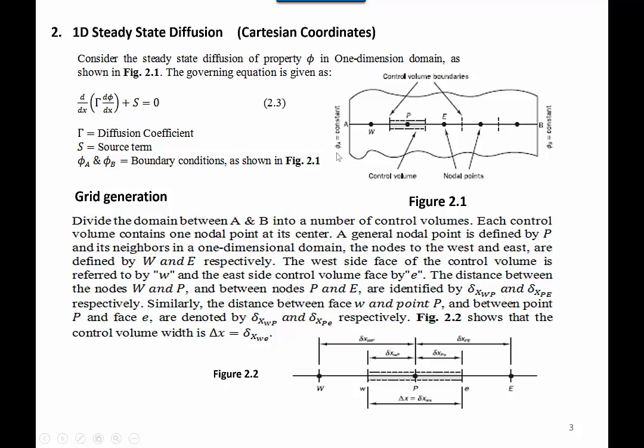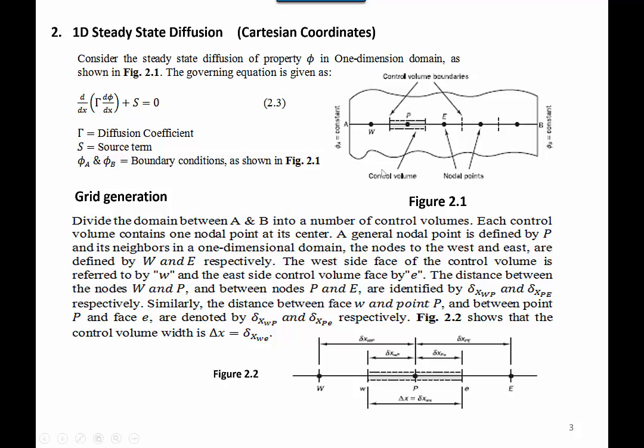As we see, gamma represents the diffusion coefficient, and if we are studying the distribution of temperature, gamma will be the thermal conductivity, and the source term depends on the situation of the problem. Phi sub A and phi sub B are the boundary conditions. It may be the temperature at the left side, TA, or TB on the right side.